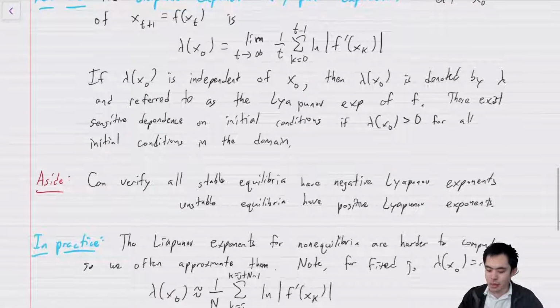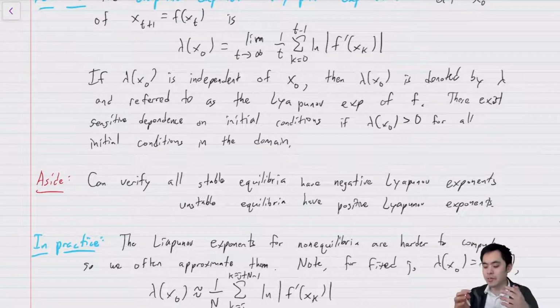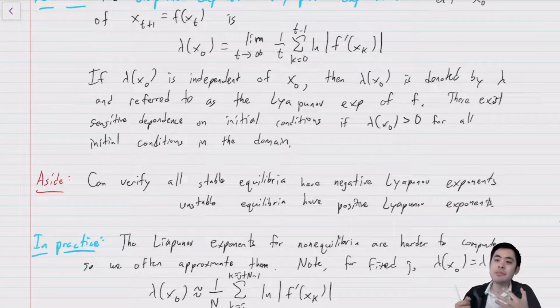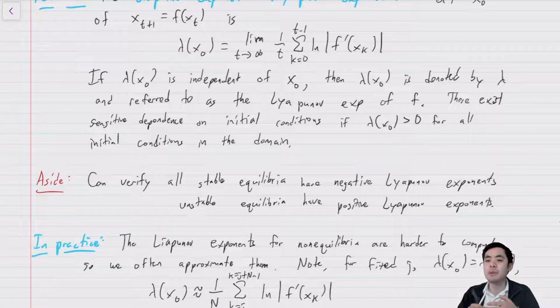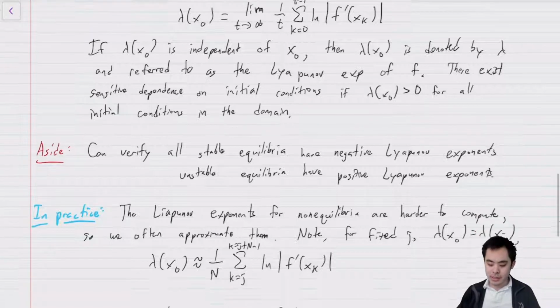And I gave an aside that it turns out this Liapunov exponent is related to whether our equilibria are stable or unstable. So note that it's a more general definition because you don't have to be at an equilibrium in order to talk about stability or instability. Instead, you can talk about the Liapunov exponent at any point. But when you do have an equilibrium, one of the things you can note is that stable equilibria have negative Liapunov exponents because you're getting exponentially closer, and unstable equilibria have positive Liapunov exponents. Let's give an example of that.